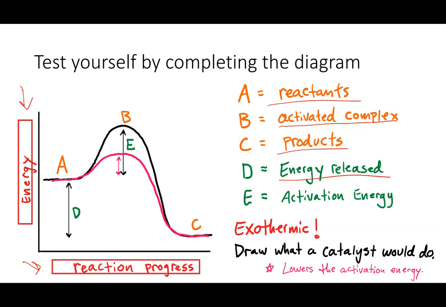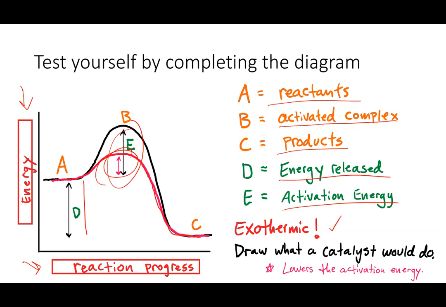D would be the energy released by the reaction. That's the difference between the energy of A and the energy of C, the reactants and products. E is the activation energy right here. Okay, that's the amount of energy required to make the activated complex. And a catalyst is shown here in pink. What it would do is reduce that activation energy to something that's easier to overcome.